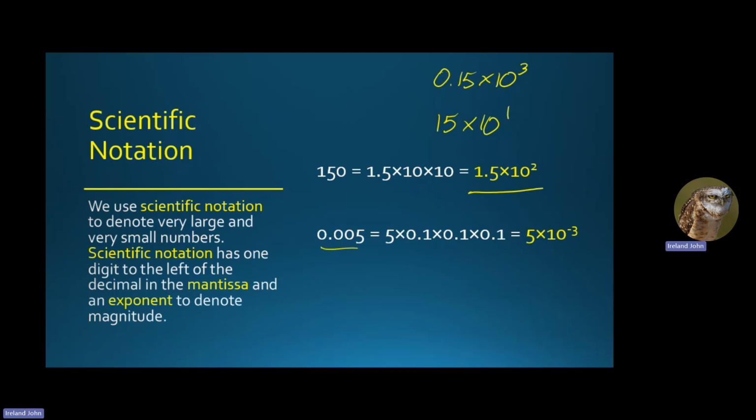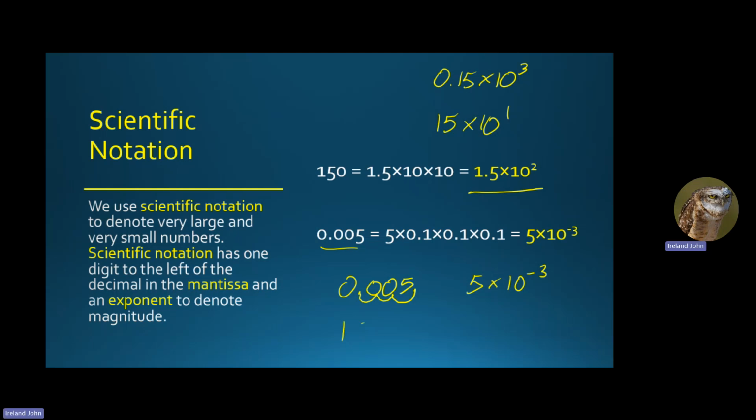Same thing down here. If I want to convert this into scientific notation, it is effectively 5 times 0.1 times 0.1 times 0.1. So how do I know that without doing the whole 0.1, 0.1, 0.1 thing? Well, I know my answer needs to be 5 times something, right? Because I know I need that single digit to the left. So in order to get to 5, I would take this decimal point, I would move it 1, 2, 3 positions. So that would be 5 times 10 to the minus 3, because I moved it to the left, right, to get there.